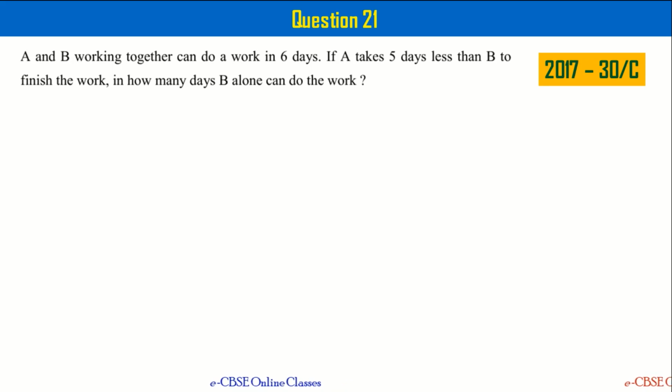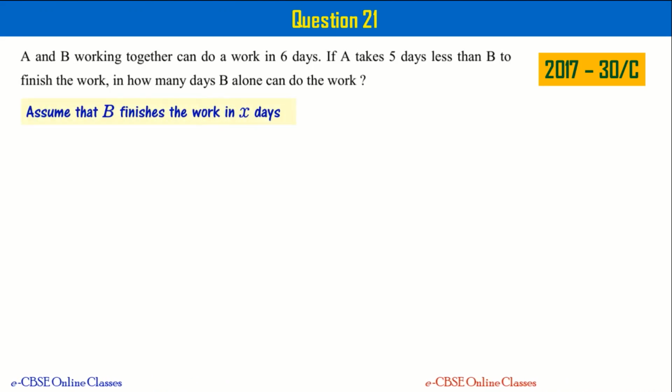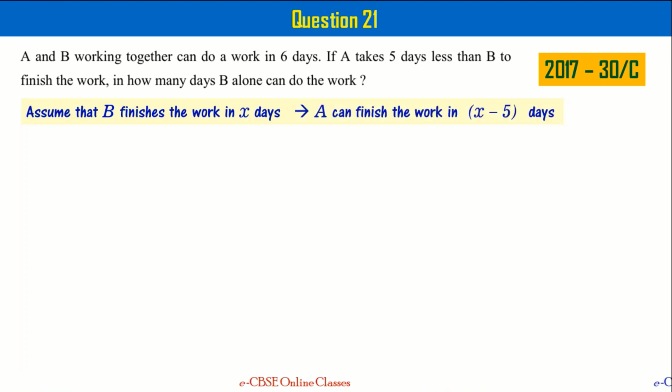That is, A and B working together can do a work in 6 days. If A takes 5 days less than B to finish the work, in how many days can B alone do the work? A and B can work together and complete the task in 6 days, right? If A takes 5 days less than B to finish the work, how many days can B alone do the work? This is the question asked. Let me assume that B finishes the work in x days. It means A can finish the work in x minus 5 days, right?